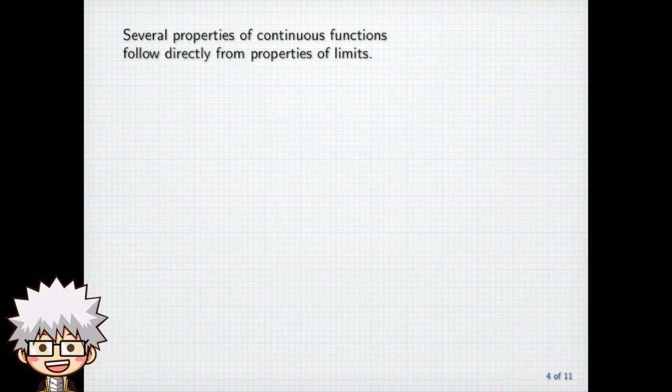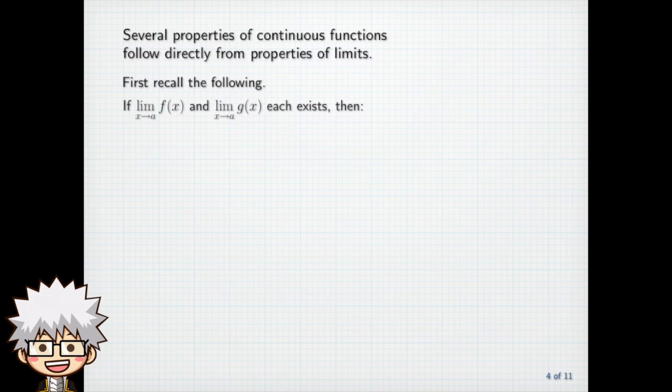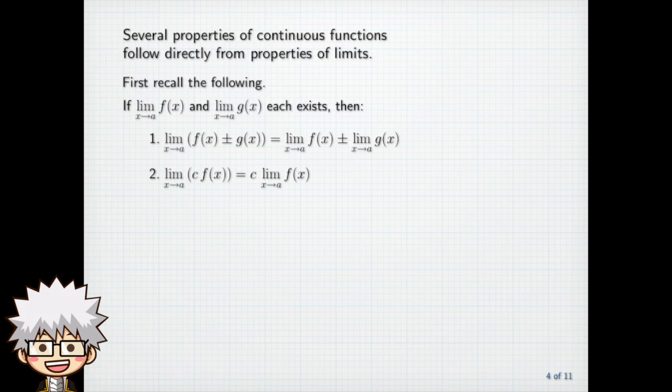Several properties of continuous functions follow directly from properties of limits. Let's first recall the following. If the limit as x approaches a of f of x and the limit as x approaches a of g of x each exists, then the limit of the sum or difference equals the sum or difference of the limits as x approaches a. The limit as x approaches a of a constant times f of x equals the constant times the limit as x approaches a of f of x. The limit of a product is equal to the product of the limits, provided each of those limits exists.